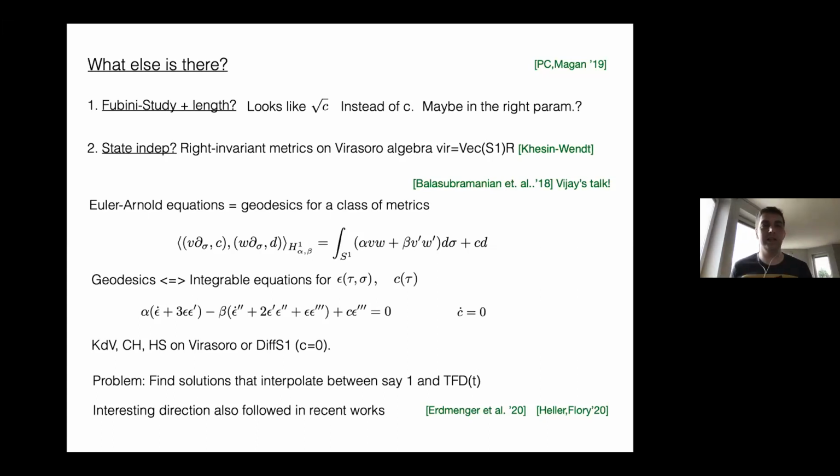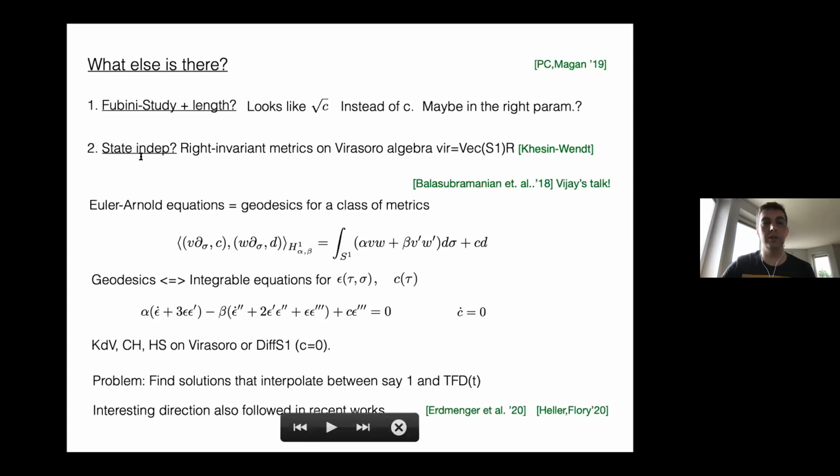And finally, what else is there? Maybe trying to marry this Liouville approach and the Nielsen approach is not the most general way to do it. For example, if you want to be closer to the Nielsen approach to this problem of the Virasoro circuit, you might try to find some metrics that don't depend on the state, as in the case of Liouville. We also looked at that in the literature, and maybe in the Fubini-Study case, I'll talk about it a bit in a moment.